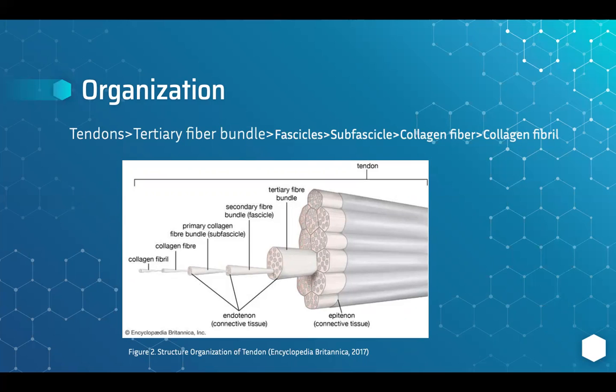And as we can see, this is a very hierarchical structure. The primary, secondary, and tertiary bundles are all surrounded by a sheath of connective tissue known as the endotenon, and it produces synovial fluid to help lubricate and facilitate the gliding of bundles against one another during movement. Endotenon is contiguous with epitenon, which is the outermost layer of connective tissue that encases the entire tendon unit.